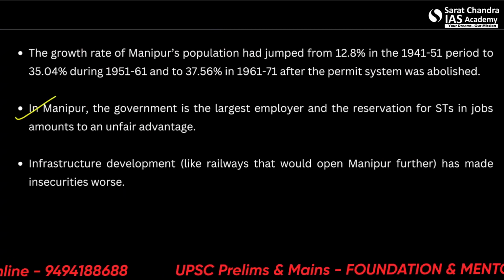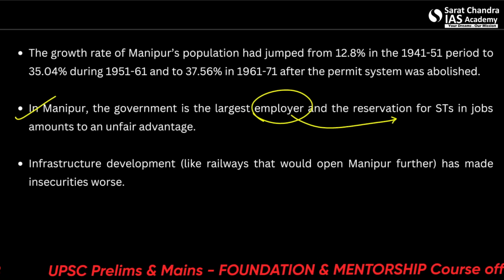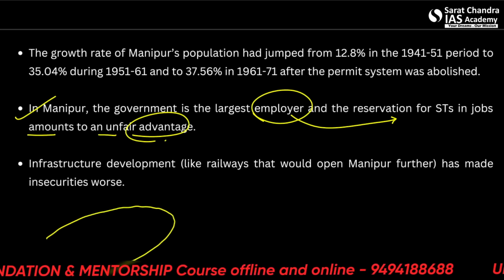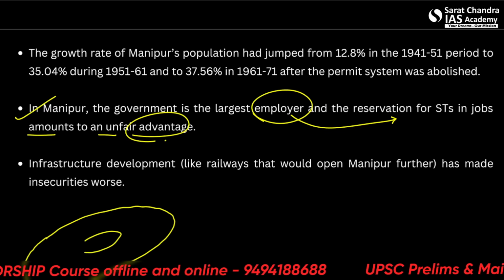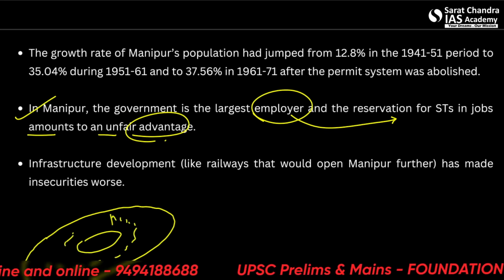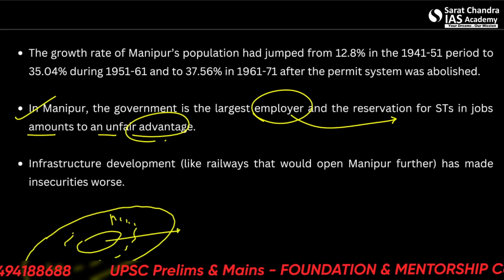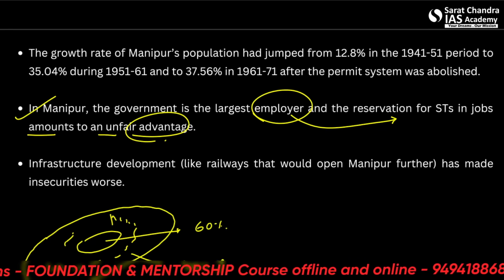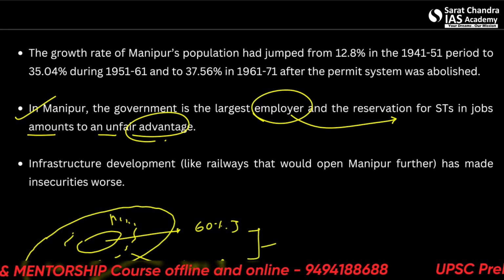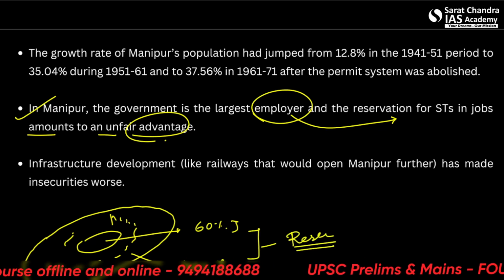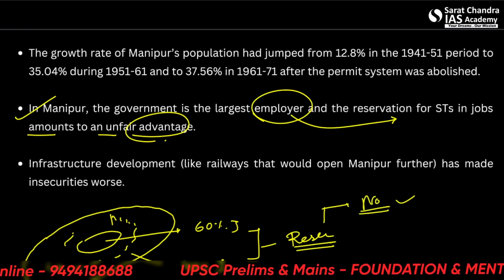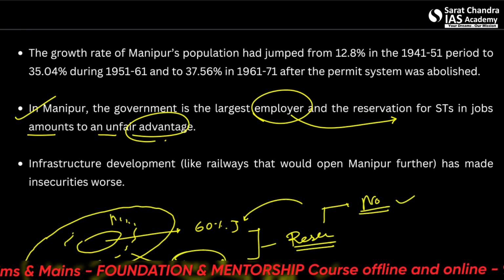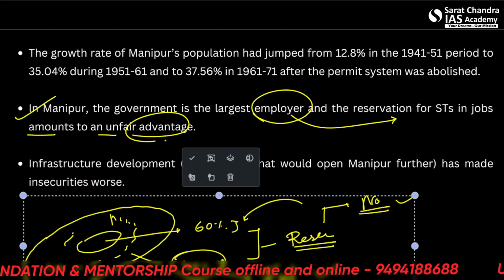All right. So in Manipur, the government is the largest employer, and the reservations for ST in jobs amount to an unfair advantage. Now the issue is, let's say this is Manipur, this is Imphal Valley, and these are the hill districts. So these Meitei people, let's say they make 60% of the population, and the remaining 40% or so are other tribes. If they both get reservation, it basically becomes a no reservation thing. That means all become equal. So it reduces the advantage of these people in employment. This is the basic and most sourced issue for this conflict.